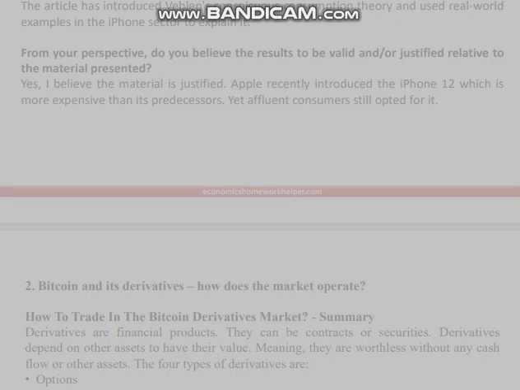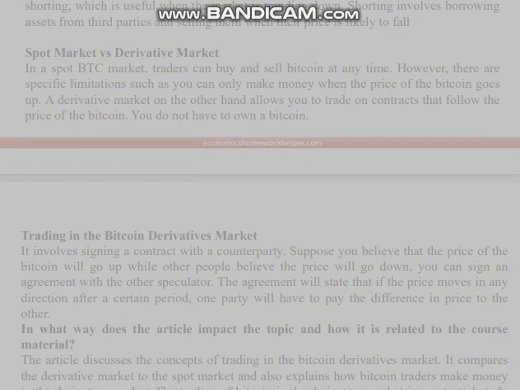It is a new tool that traders can use to reduce risk by just signing contracts. All they have to do is identify a cryptocurrency with a low price, purchase it and sell it when the price goes up. The other strategy that they can use is shorting, which is useful when the market is trending down. Shorting involves borrowing assets from third parties and selling them when their price is likely to fall.